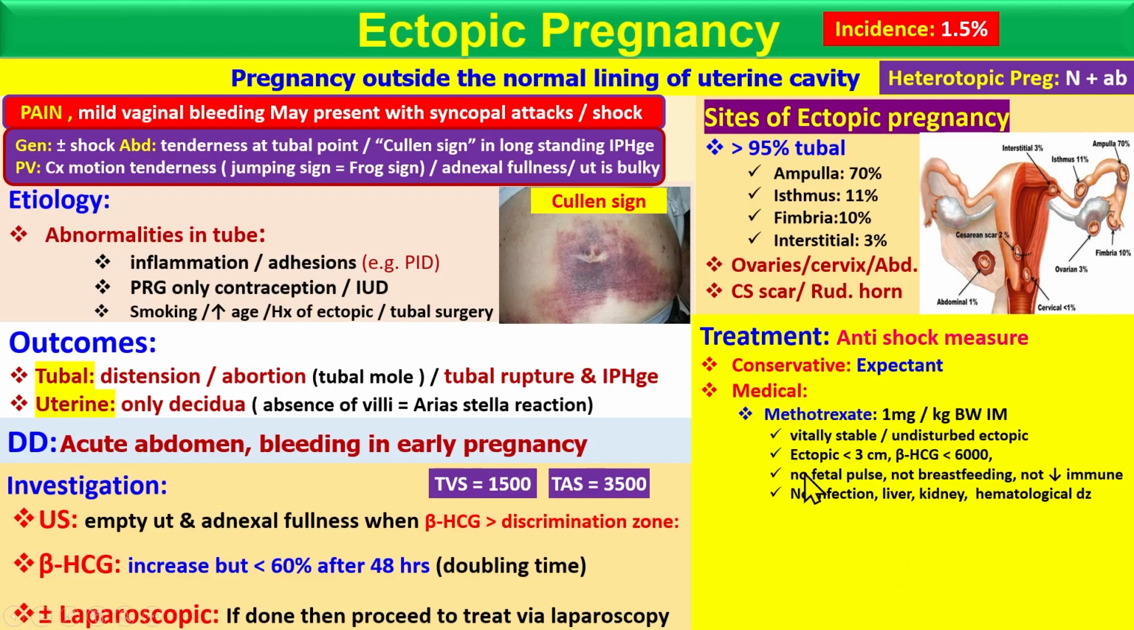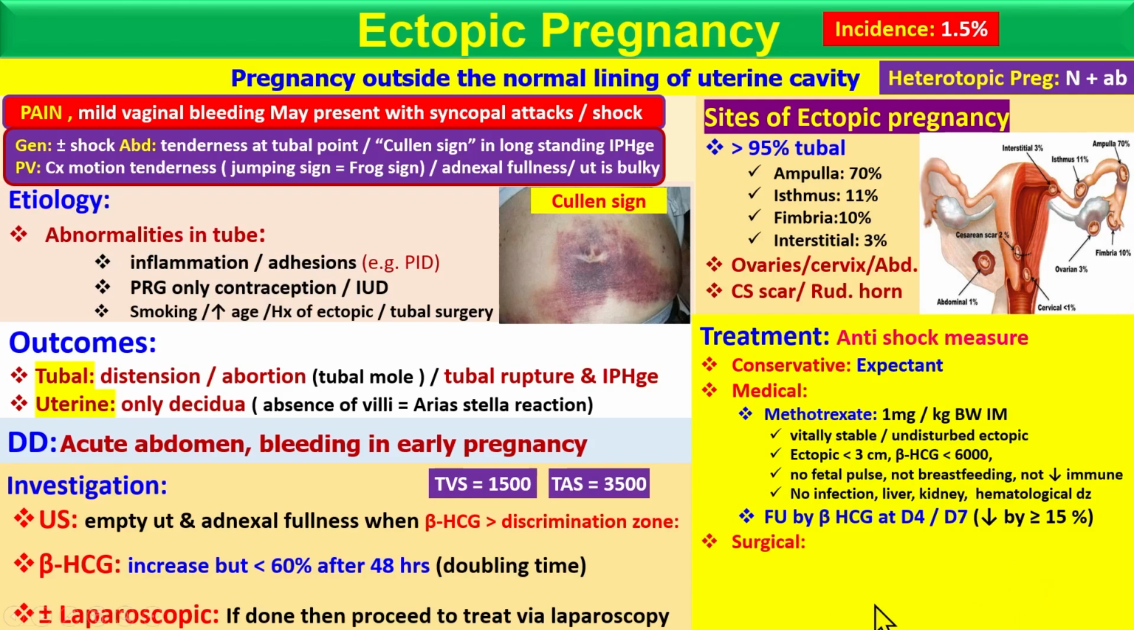After that, you follow up by the beta hCG, especially on day 4 and day 7. What do you want to see at day 4 and day 7? You want to see whether there is a decrease in beta hCG or not. The decrease should be more than 15%. If it is not decreasing, it means it is not working. Continue your follow-up until the beta hCG level becomes 0. If it becomes 0, it means your medical treatment has been successful.